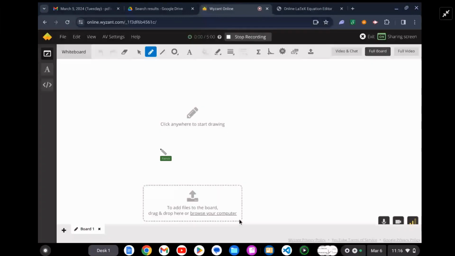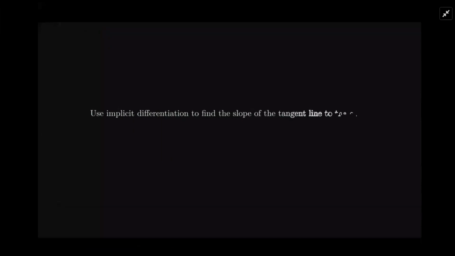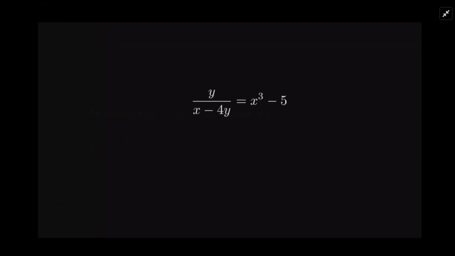So we have an implicit differentiation problem. We want to find the slope of the tangent line to this curve. So we're going to differentiate both sides of this. On the left side, we're going to use the quotient rule.